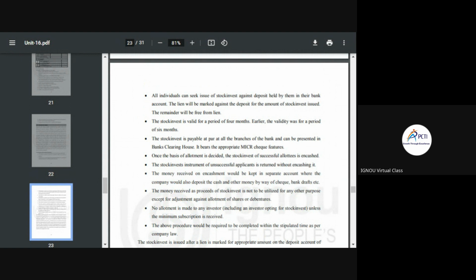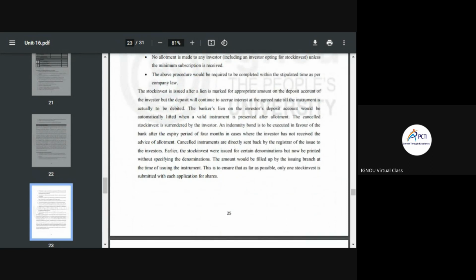Once the basis of allotment is decided, stock invest of a successful allottee is encashed. Stock invest instruments of unsuccessful applicants are returned without encashing them. Money received on encashment would be kept in a separate account where the company would also deposit the cash and other money by way of cheques, bank drafts, etc. No allotment is made to any investor unless the minimum subscription is received. The above provision would be required to be completed within the stipulated time as per company law.